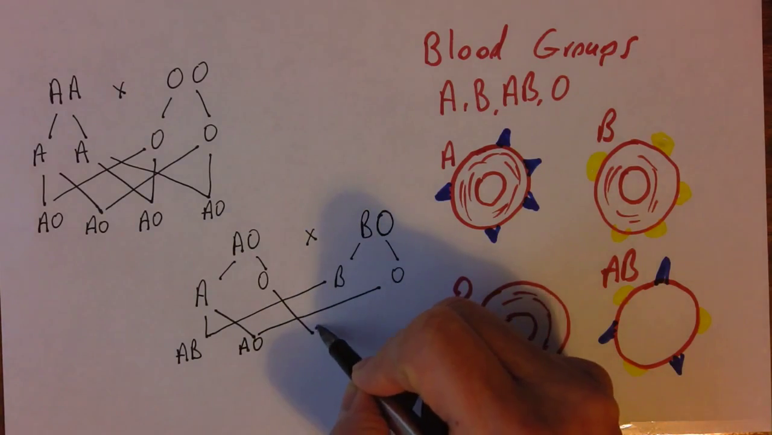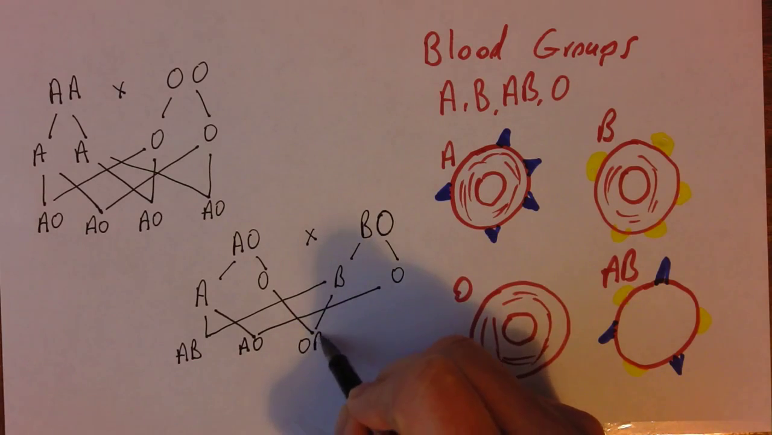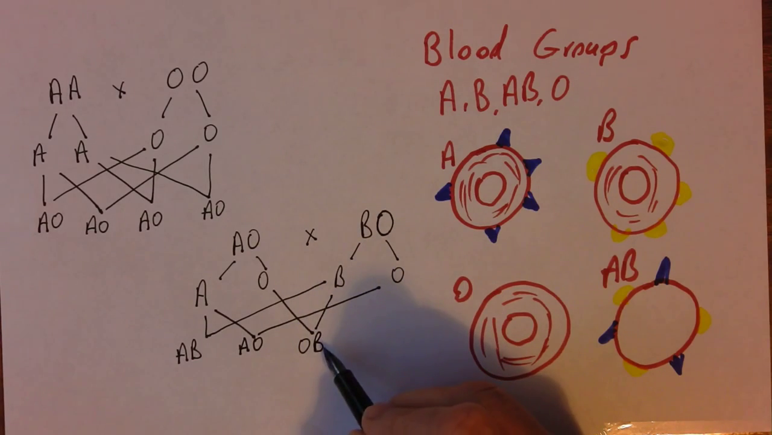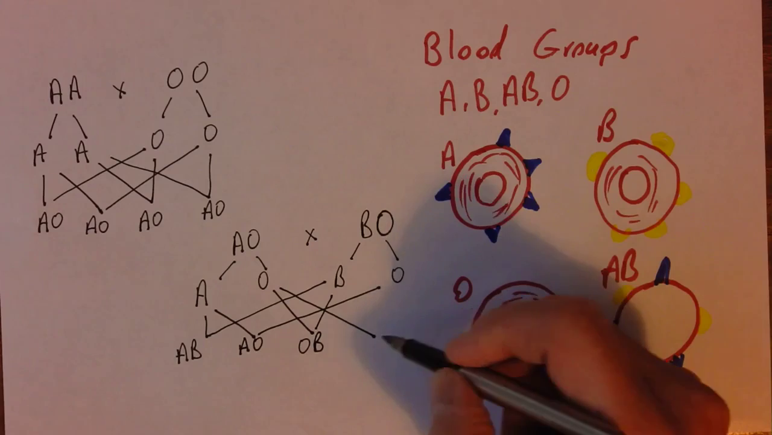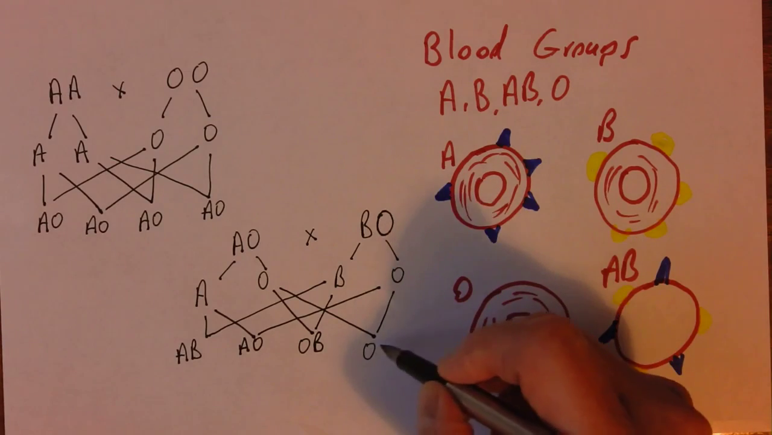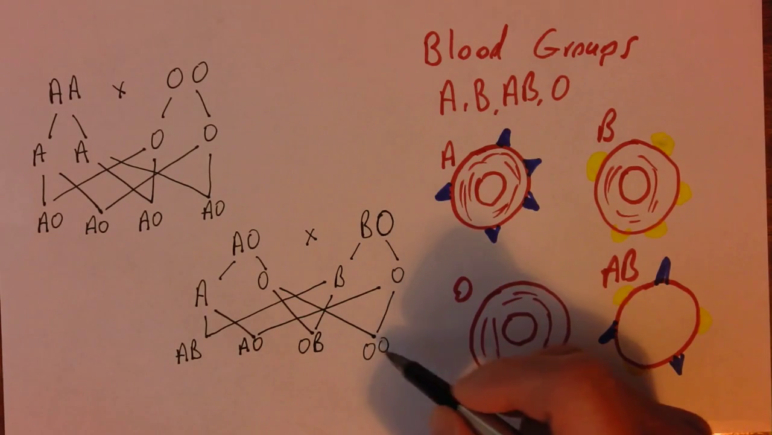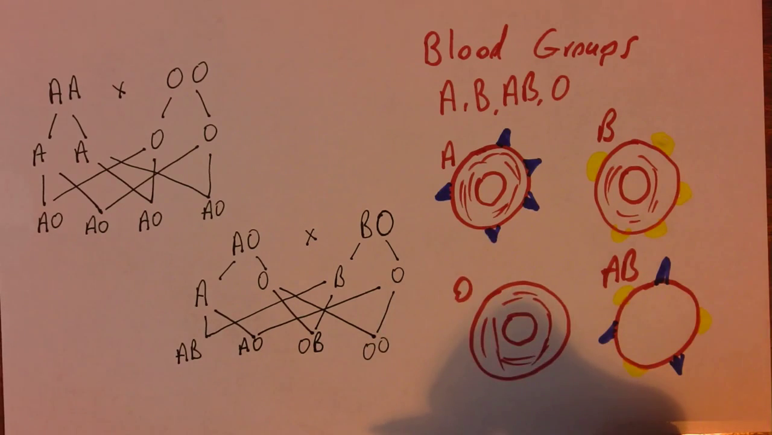O could combine with B, giving us OB. And again, because the B is dominant over the O, that person will have blood group B phenotypically. Those two could also come together, giving us OO. And because there is no dominant gene present, the blood group O, the recessive gene, will be expressed in the phenotype, and that person will be blood group O.